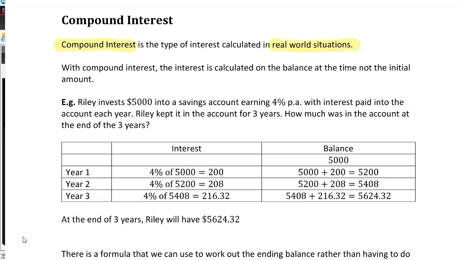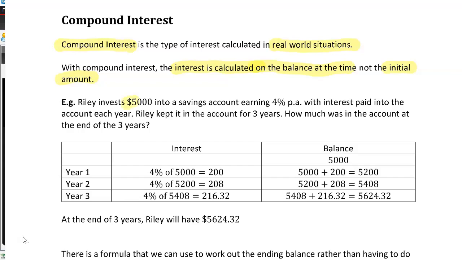Well, with compound interest, the interest is calculated on the balance at the time. With simple interest, it's just calculated on the initial amount. However, with compound interest, it's calculated on the balance at the time. So the amount of interest earned is changing depending on what that balance is. So let's step through an example.